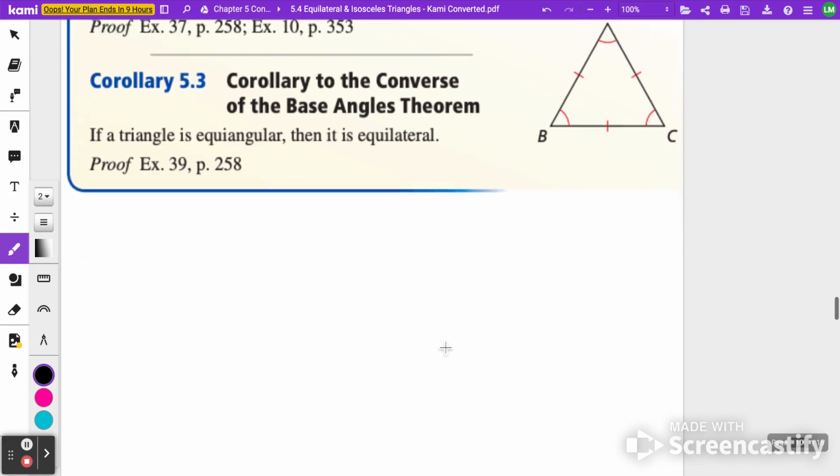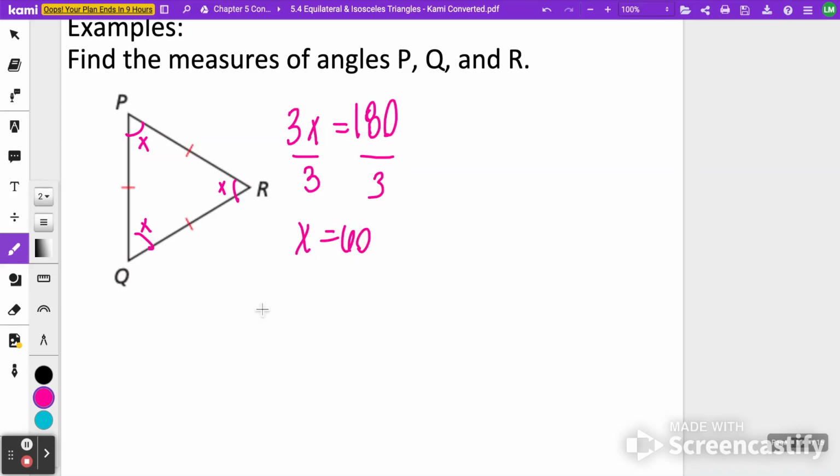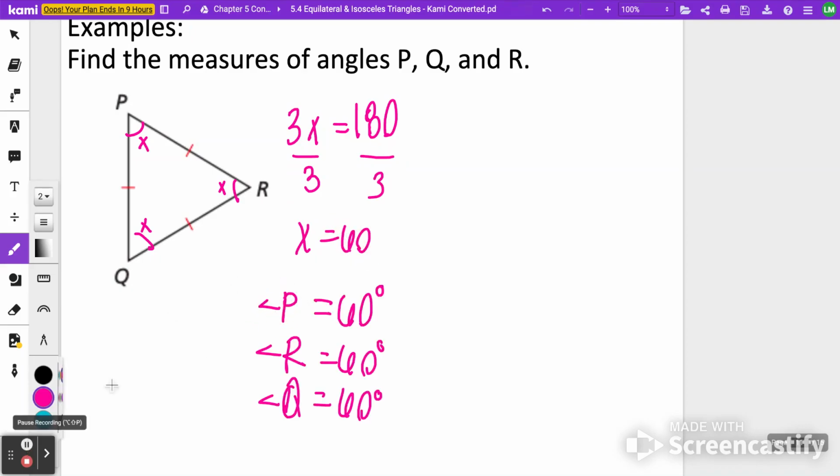So what we're going to do now is try a few examples. Find the measures of angles P, Q, and R. What we know is since we see that there are three congruent sides, we can use that corollary. If a triangle is equilateral, then it's equiangular. Just means that all the angles are going to be the same. So P will match R, will match Q. We can think about these as x's. They are unknown. That could essentially mean 3x is equal to 180, right? When you divide by 3, x is equal to 60. So angle P is 60 degrees, so is angle R, and so is angle Q.